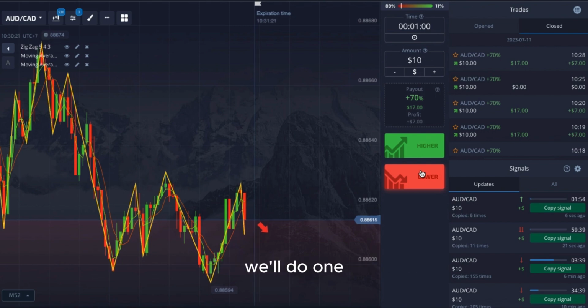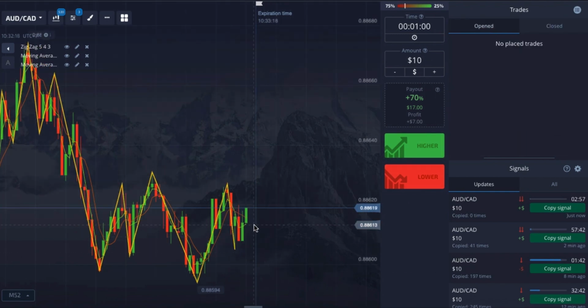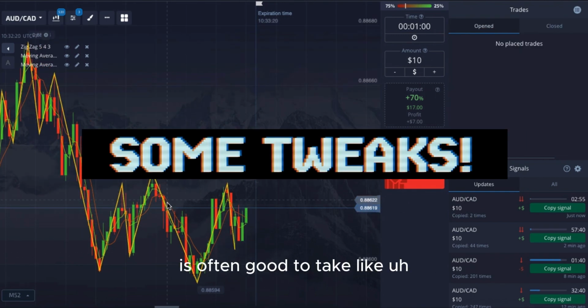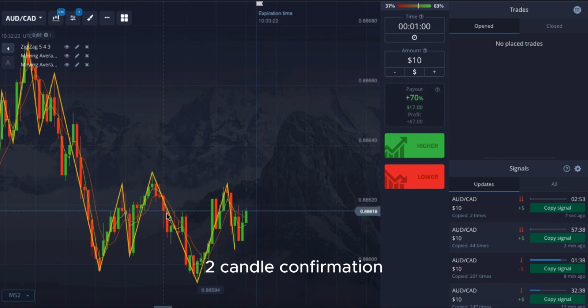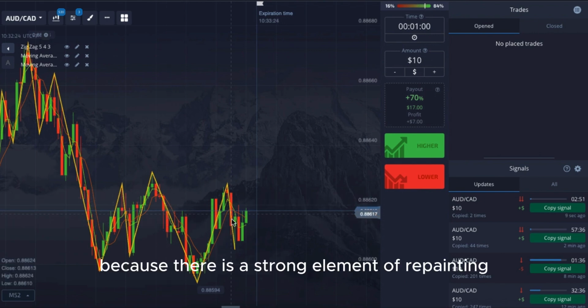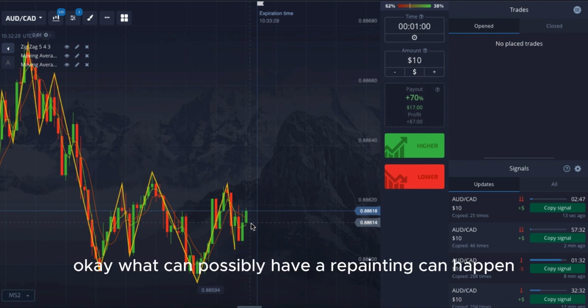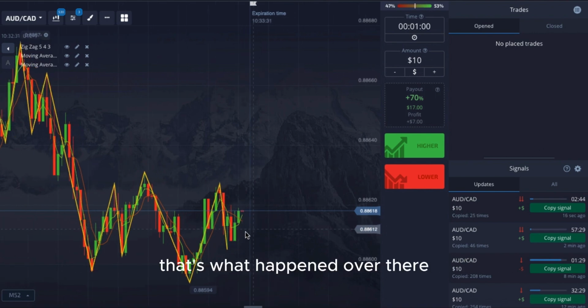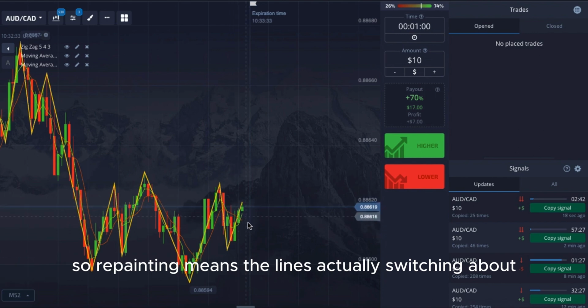Okay, we'll do one and explain it as we go. Okay, so I might as well talk you through the situation. What I found is often good to take like a 2-candle confirmation because there is a strong element of repainting. Okay, what can possibly happen? Repainting can happen. That's what happened over there. So repainting means the lines actually switching about.